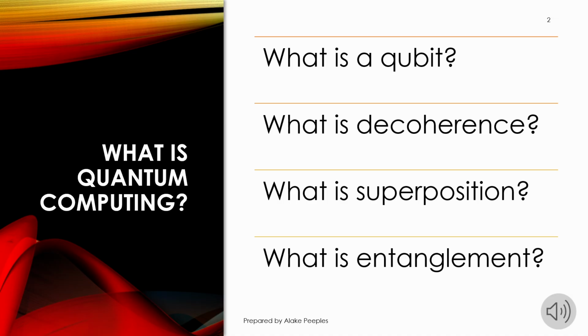So, what is quantum computing? We're going to talk about these four items to discuss the essentials of quantum computing: what is a qubit, what is decoherence, what is superposition, and what is entanglement.